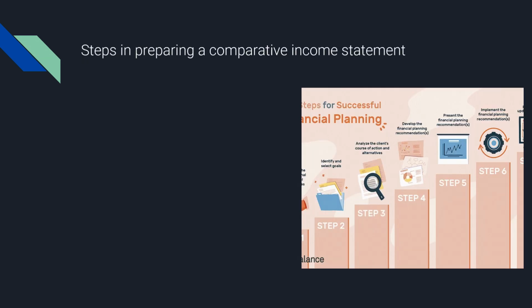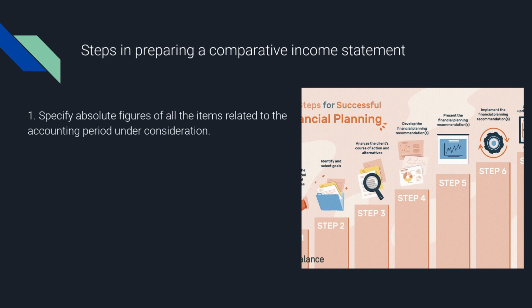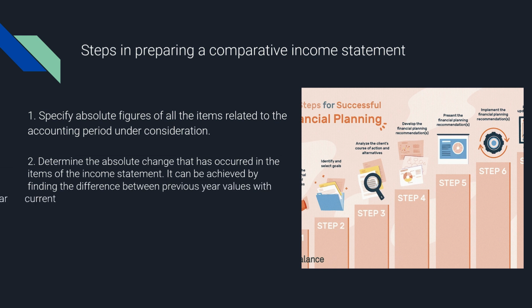Steps in preparing a comparative income statement. Number 1. Specify absolute figures of all the items related to the accounting period under consideration. Number 2. Determine the absolute change that has occurred in the items of the income statement. It can be achieved by finding the difference between previous year values and the current year values.